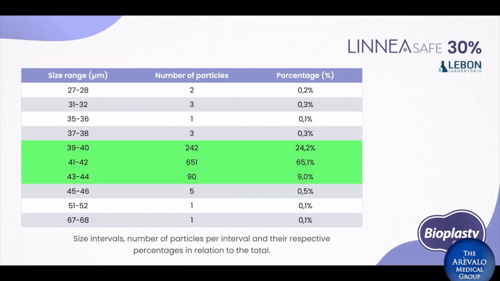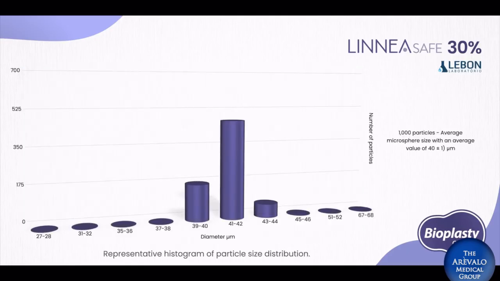Note that the difference in particle distribution over the size range is considerably smaller in LineaSafe. This means that the vast majority of particles, 98.3% to be exact, are very similar in size. Note that the LineaSafe distribution graph has considerably more particles around 40 micrometers and fewer particles scattered in smaller sizes.